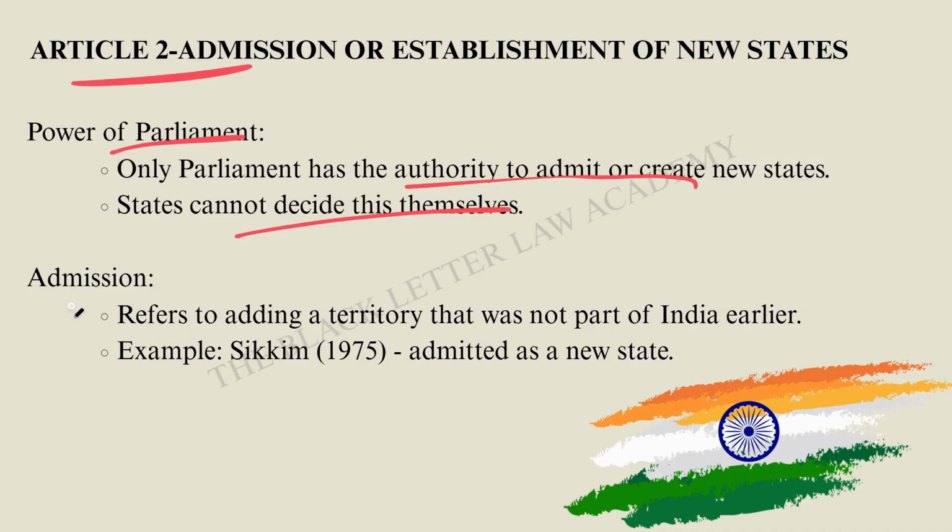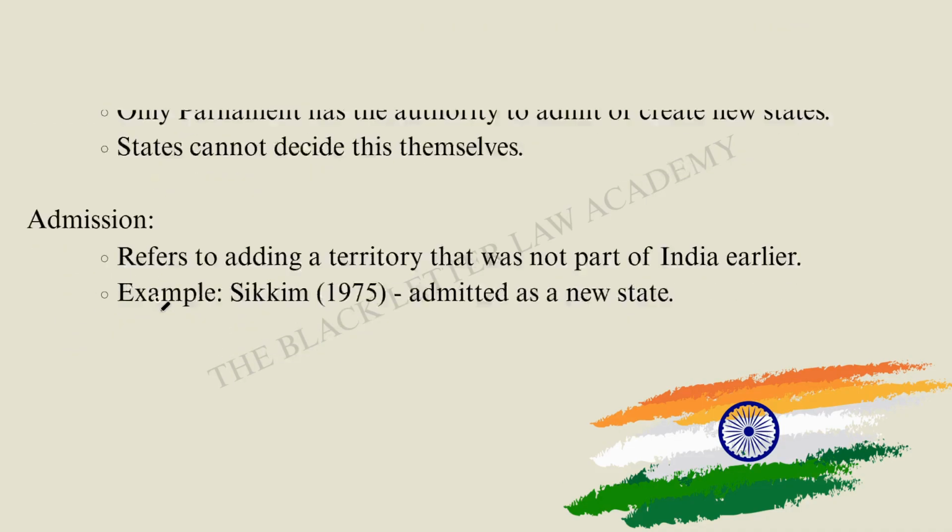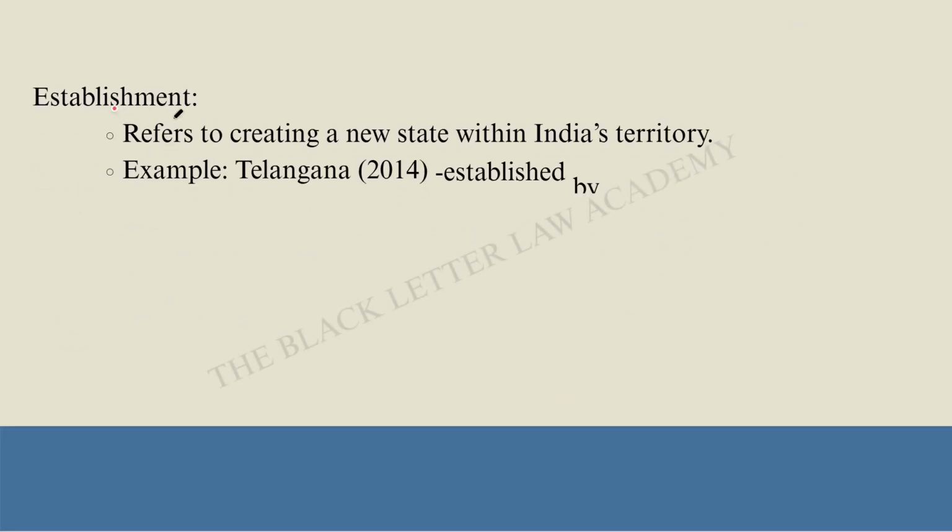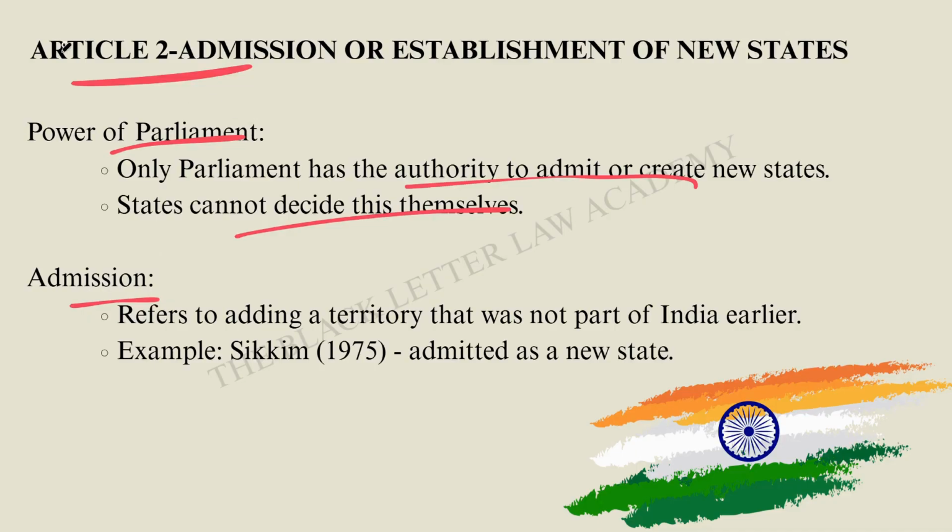Article 2 uses two important terms. One is admission, another one is establishment. First see admission. What is admission? Admission means adding a territory that was not a part of India earlier. For example, Sikkim in 1975 was admitted as a new state.